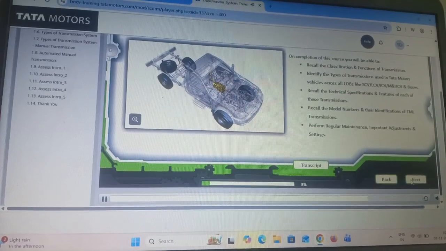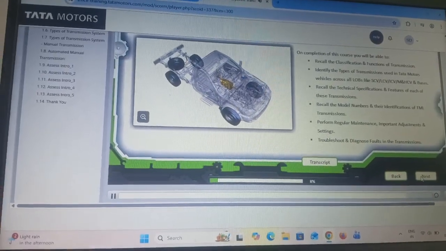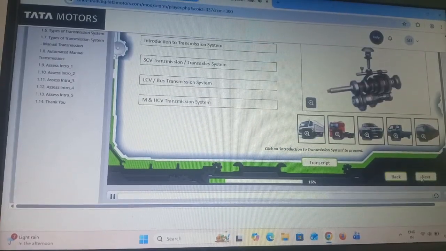Experience important adjustments and settings. Troubleshoot and diagnose faults in the transmissions. Click Next to continue into the transmission system to proceed.